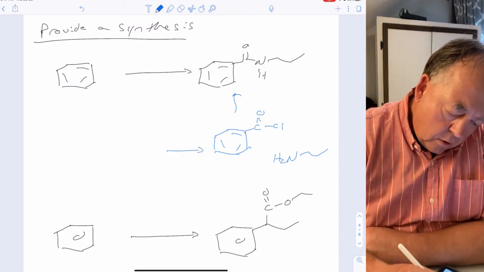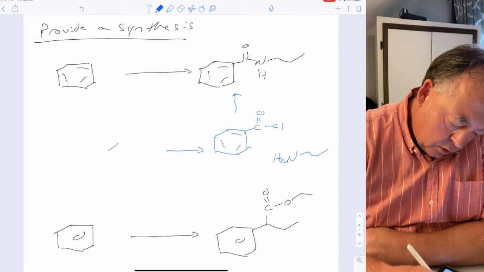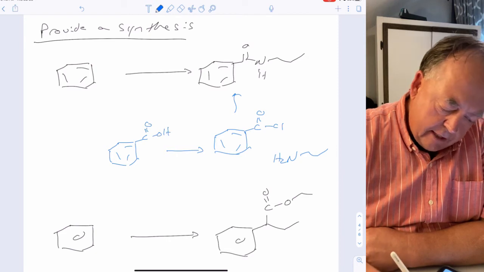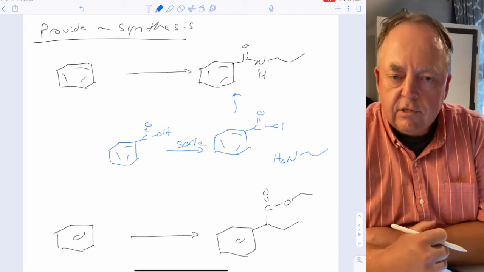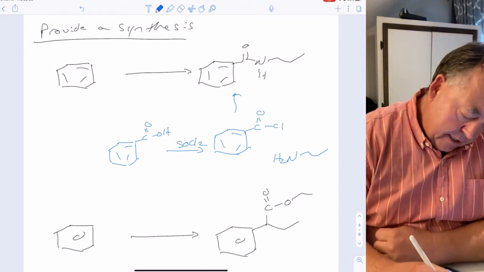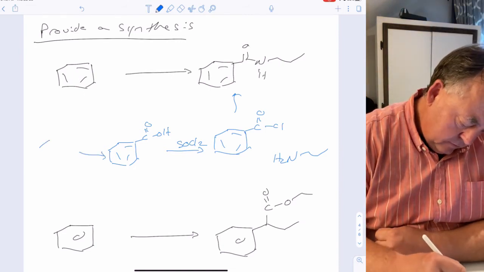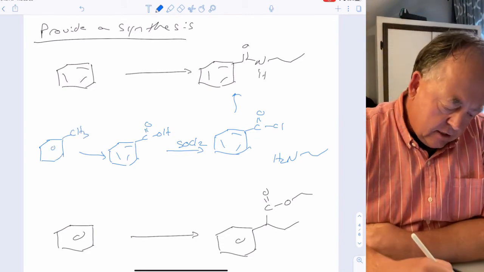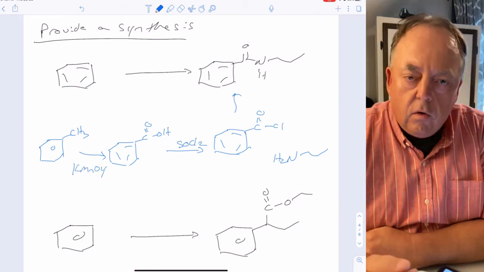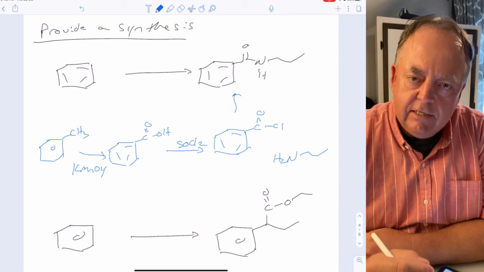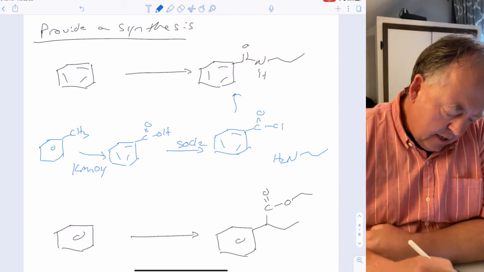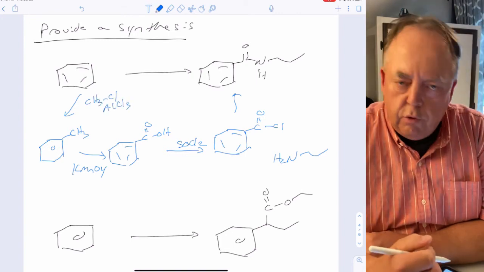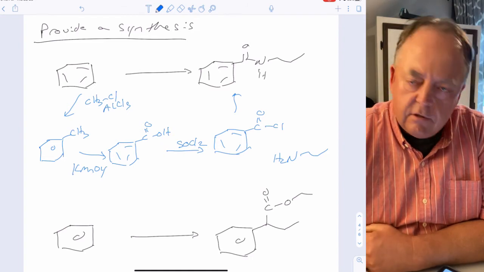Okay, so how do we make acid chlorides? Well, how do we make acid chlorides from carboxylic acids? If we had that carboxylic acid with SOCl2, we could make the acid chloride. So how could we get this carboxylic acid? Well, if we had an alkyl group on benzene, we could oxidize it, right? KMnO4 would oxidize, as long as that carbon has a benzylic hydrogen, it will oxidize to benzoic acid. And then how can we get a methyl group on benzene? We could do a Friedel-Crafts alkylation, and now the synthesis is done, right?